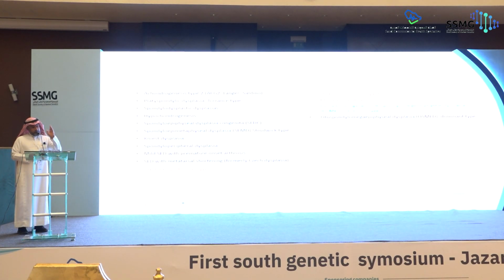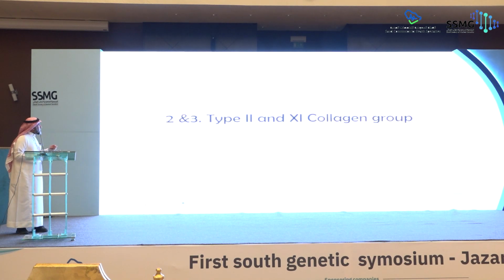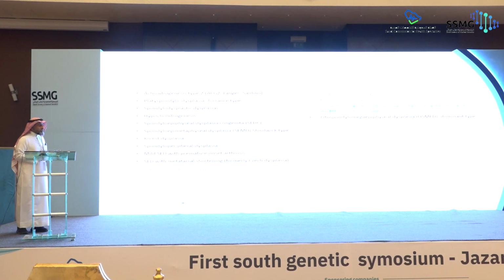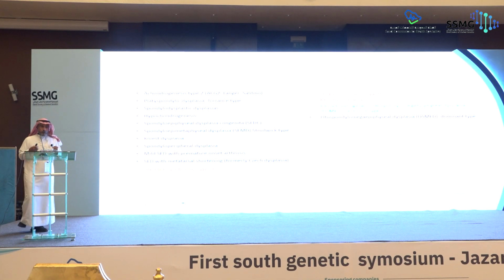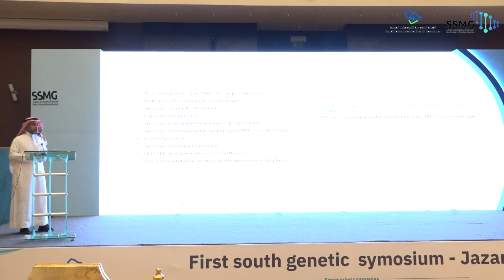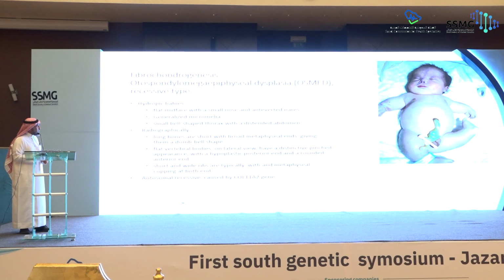There are several examples in groups 2 and 3, which are collagen type 2 and 11. Those are again a very broad spectrum caused by collagen 11 and collagen 2. The commonest of this group is Stickler syndrome, and those patients present with myopia, short stature, broad tubular bones, and they also have hearing problems. So Stickler type 2 and type 1 are common among this specific group.